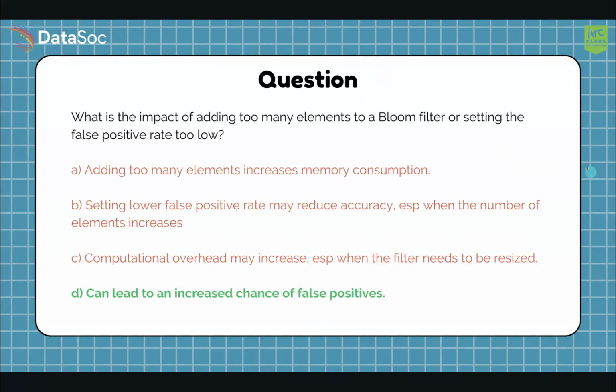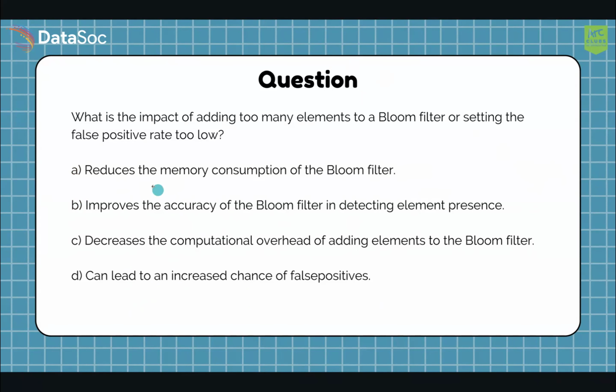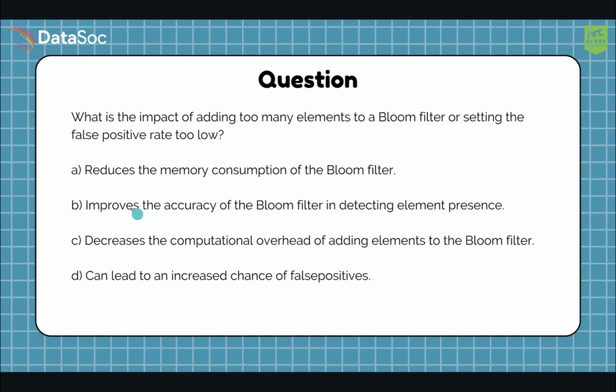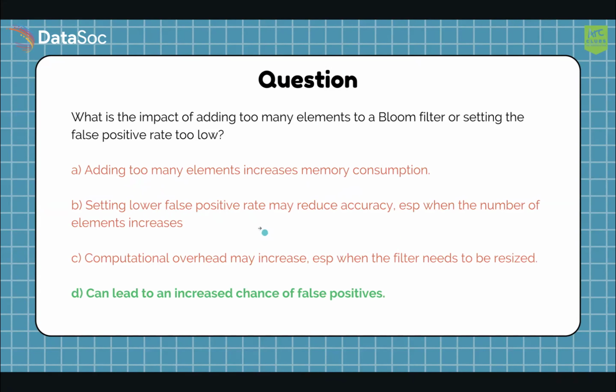Okay, so the answer in this case is option D. The statement that it reduces the memory consumption is not true because adding too many elements actually increases the memory consumption, right? And saying that you improve the accuracy of the Bloom filter is also not true because if the number of elements increases, the false positive rate may also increase, right? It will actually reduce the accuracy.